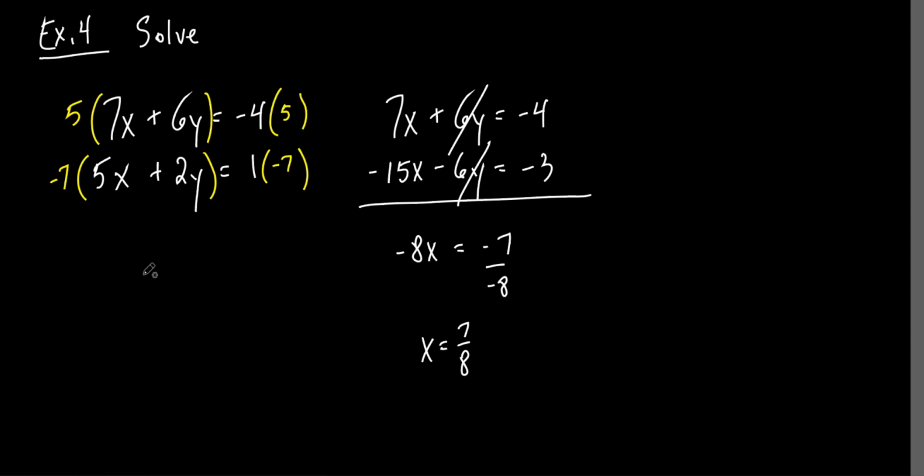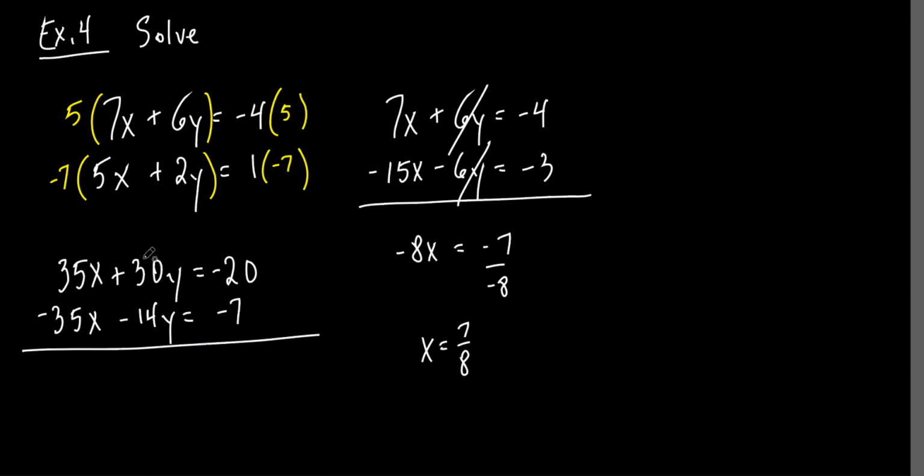You can try it, all right, and compare. But this is what we're going to do. So let's rewrite the top. What do I get? I get 35x plus 30y equals negative 20. The bottom one, I get a negative 35x. That's why I did that. Everybody see it? That's why I did it. So these will eliminate. And this is negative 14y, and this is negative 7.